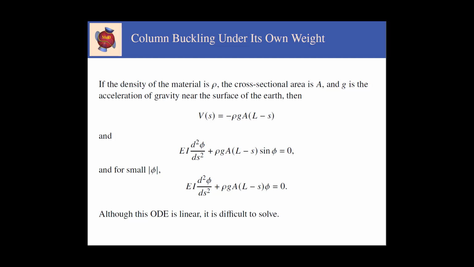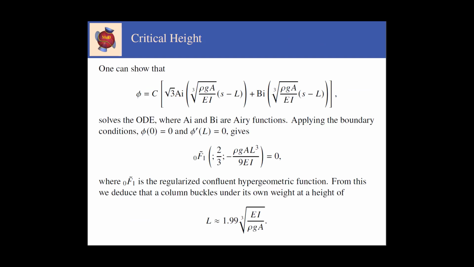The resulting linearized differential equation is difficult to solve in spite of its being linear because of the s term that appears explicitly in the equation. So with considerable difficulty, we can write phi as a linear combination of two Airy functions, and by applying the boundary conditions, we obtain a condition for buckling that involves another special function called a regularized confluent hypergeometric function. From this, we can deduce the critical height of the column to be 1.99 times the cube root of EI over rho G A.